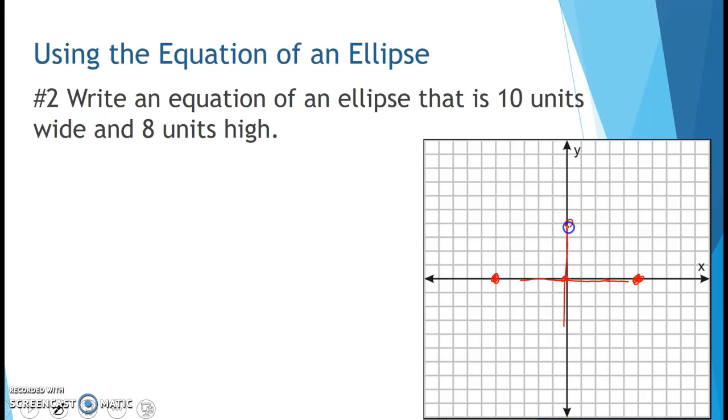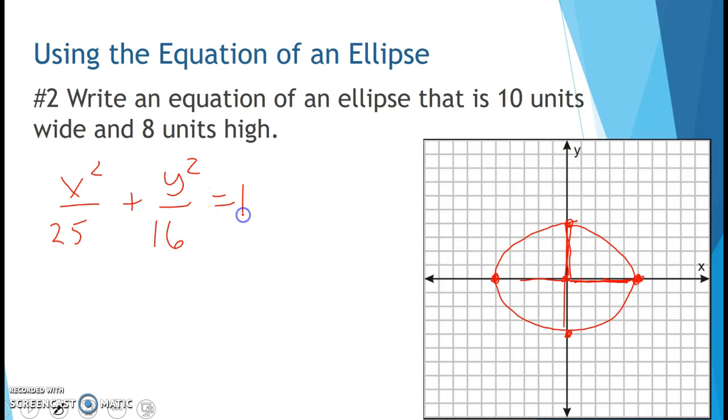So I'm going to go from positive 4 to negative 4, which is right here. So now my ellipse looks something like this. And my equation is going to be x squared over this distance, which is 5 squared, which is 25, plus y squared over the b value here, which is 4, that's 16, equals 1. And that's going to be our equation.